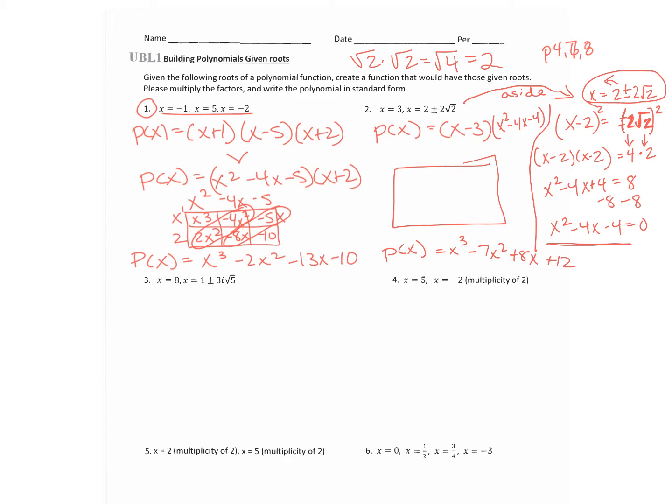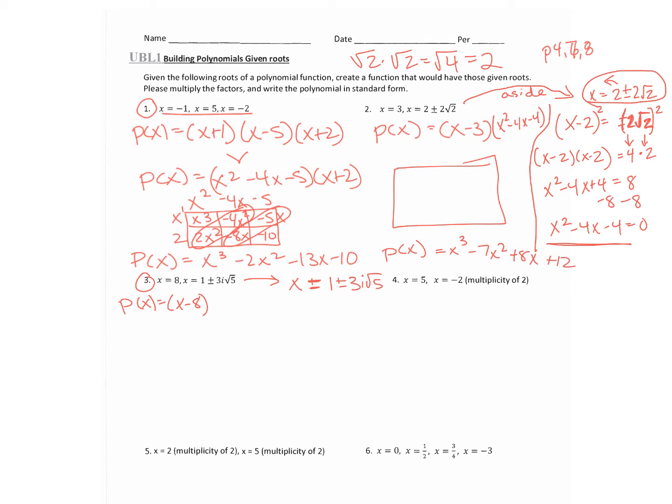So let's take a look at 3. 3 also has a reverse complete the square. So first of all, the x equals 8 is easy. So my p of x is equal to x minus 8. But my 1 plus or minus 3i square root of 5 is not as easy. So let me write it off to the side. And x equals 1 plus or minus 3i square root of 5.